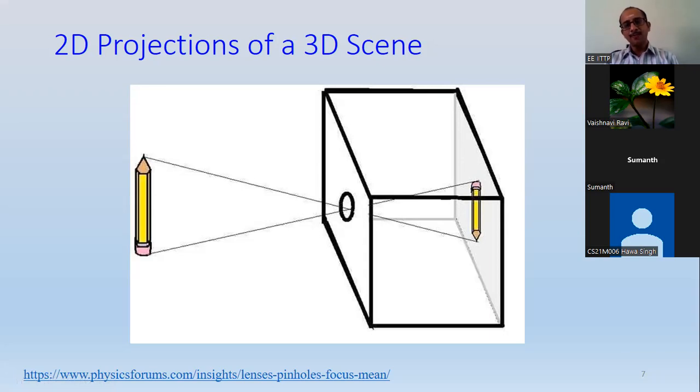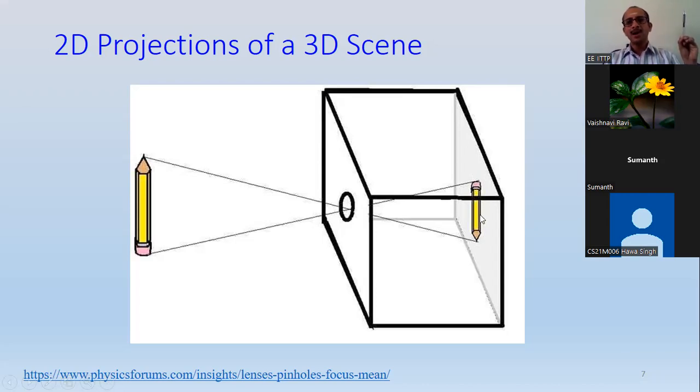Even to get the 2D information, it is not so straightforward to say that this pencil is displaced by so many centimeters in the X plane and so many centimeters in the Y plane. It's not so straightforward, because what the image captures will be in pixel space.